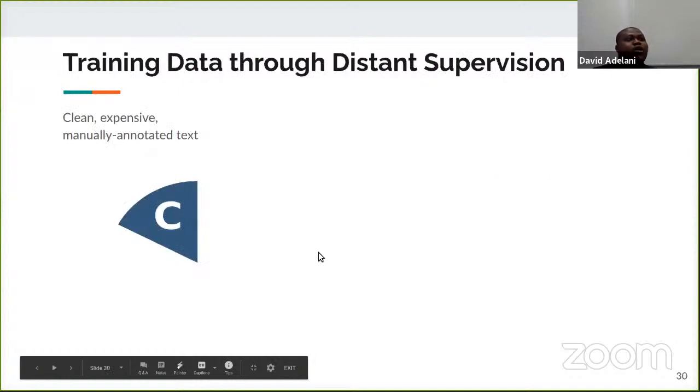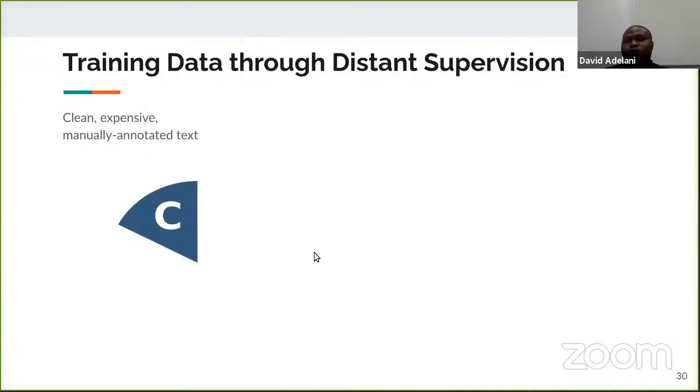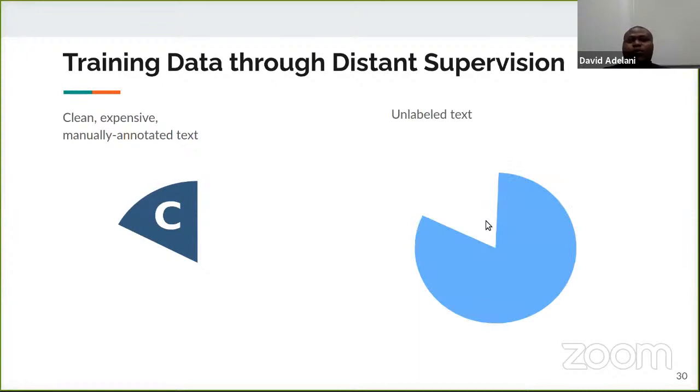So first we talk about training data through distant supervision. Annotation is always expensive, and especially for low resource languages, maybe you don't even have access to a native speaker of the language. But perhaps you're able to get a very small number of sentences, like 10 or 100. Can you leverage this to get some automatic annotation? This is the kind of problem we're talking about.